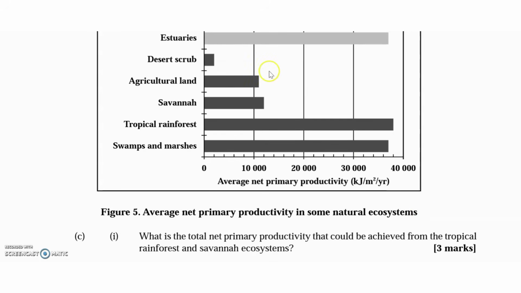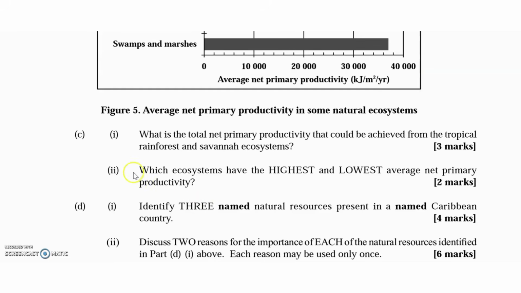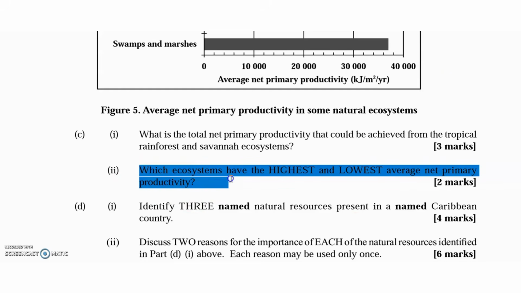38,000 plus 12,000, which is associated with tropical rainforest and savanna ecosystems respectively. The answer will be 50,000 kilojoules per square meter per year. Part 2. Which ecosystem has the highest and the lowest average net productivity?